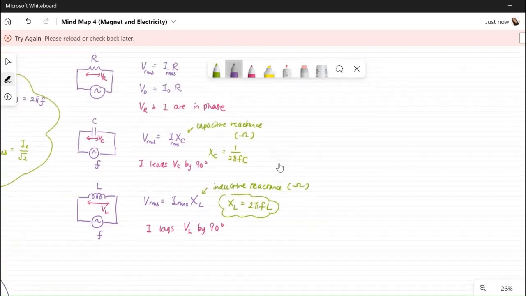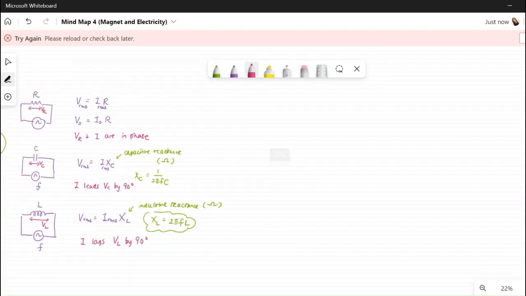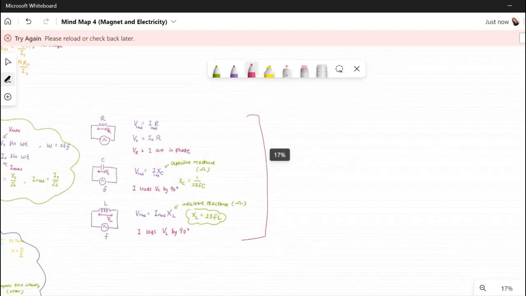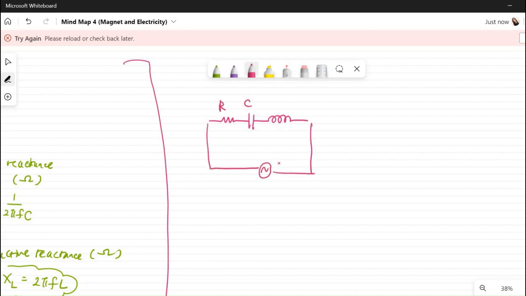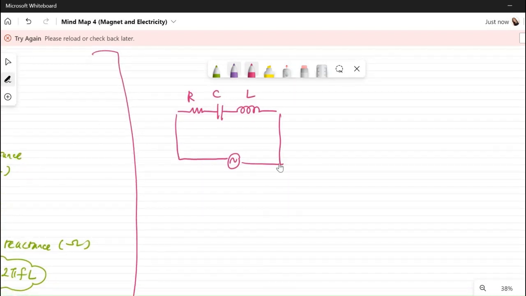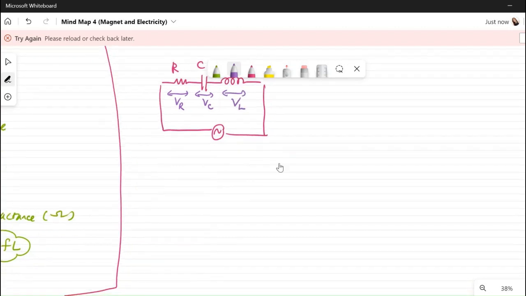And now, if I combine these three circuits together to form a series circuit, right? So I combine the three components, R, C, and L, connect them in series, and connect to an AC source. What happens here is you can see the phase difference between the voltage across the resistor, the voltage across the capacitor, and the voltage across the inductor compared with the current. So we use a diagram called a phasor diagram to represent the phase difference of VL, VC, and VR.